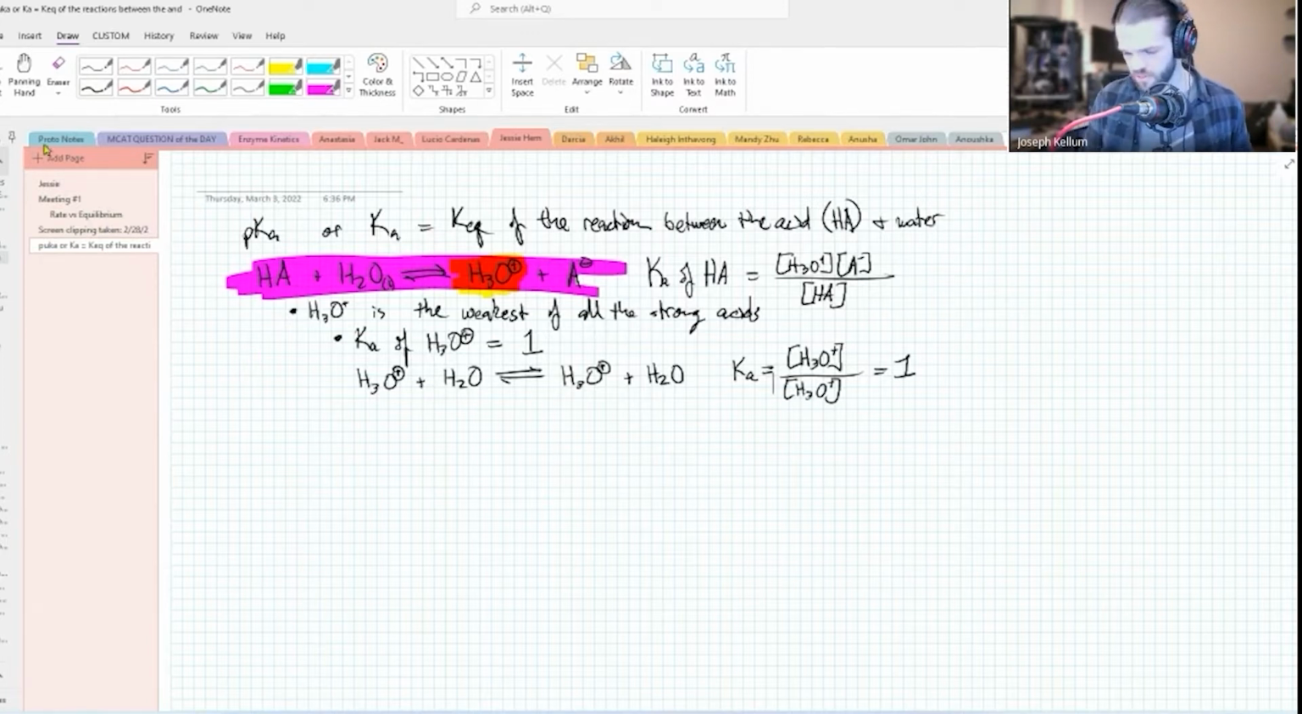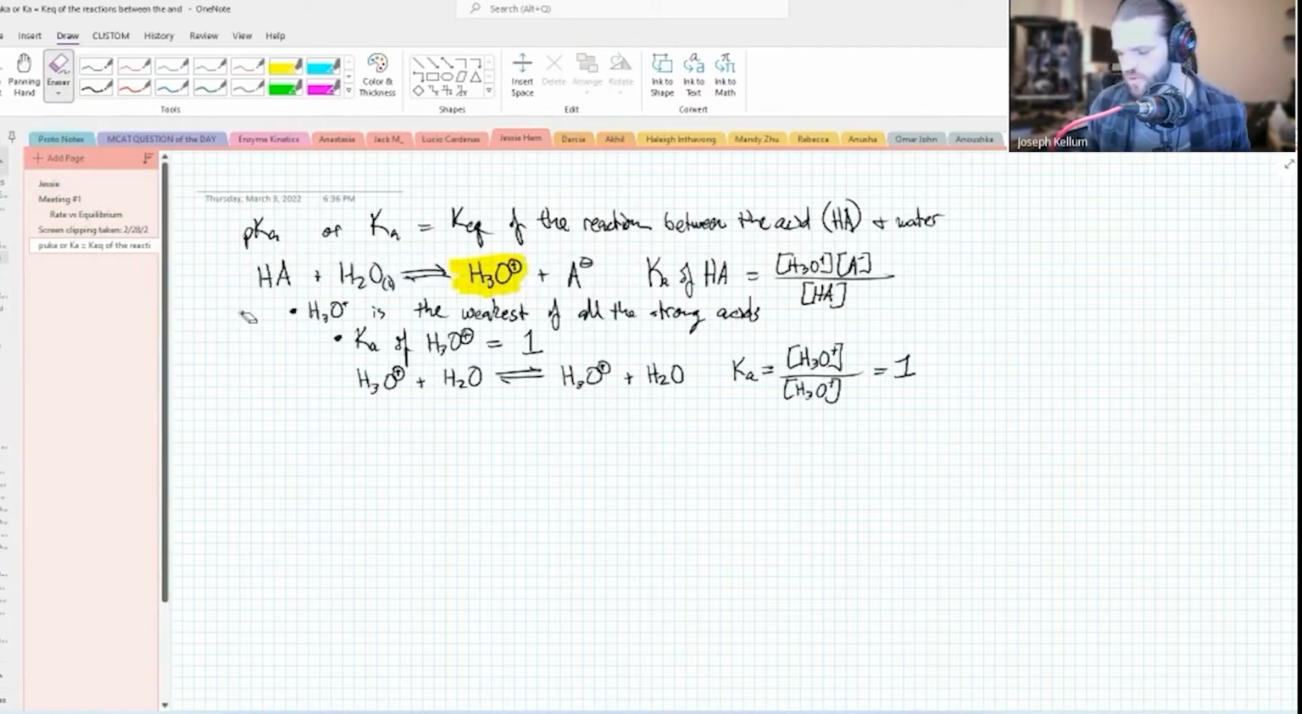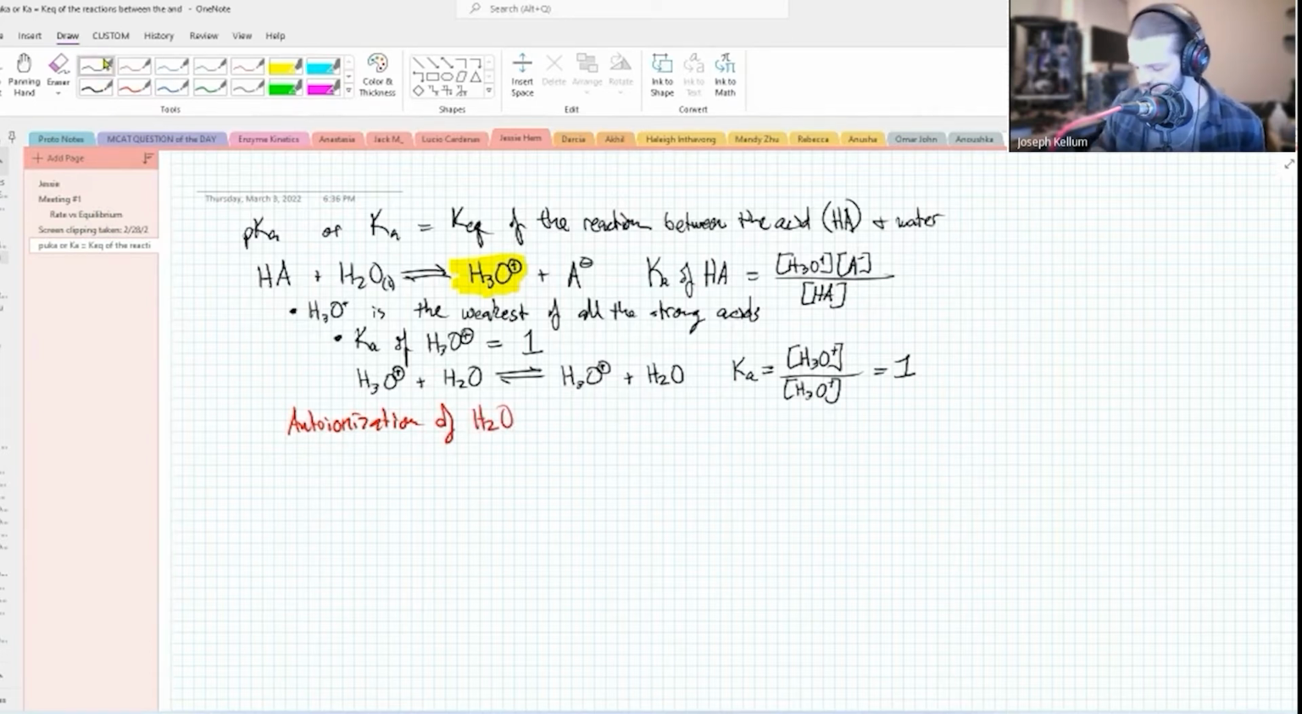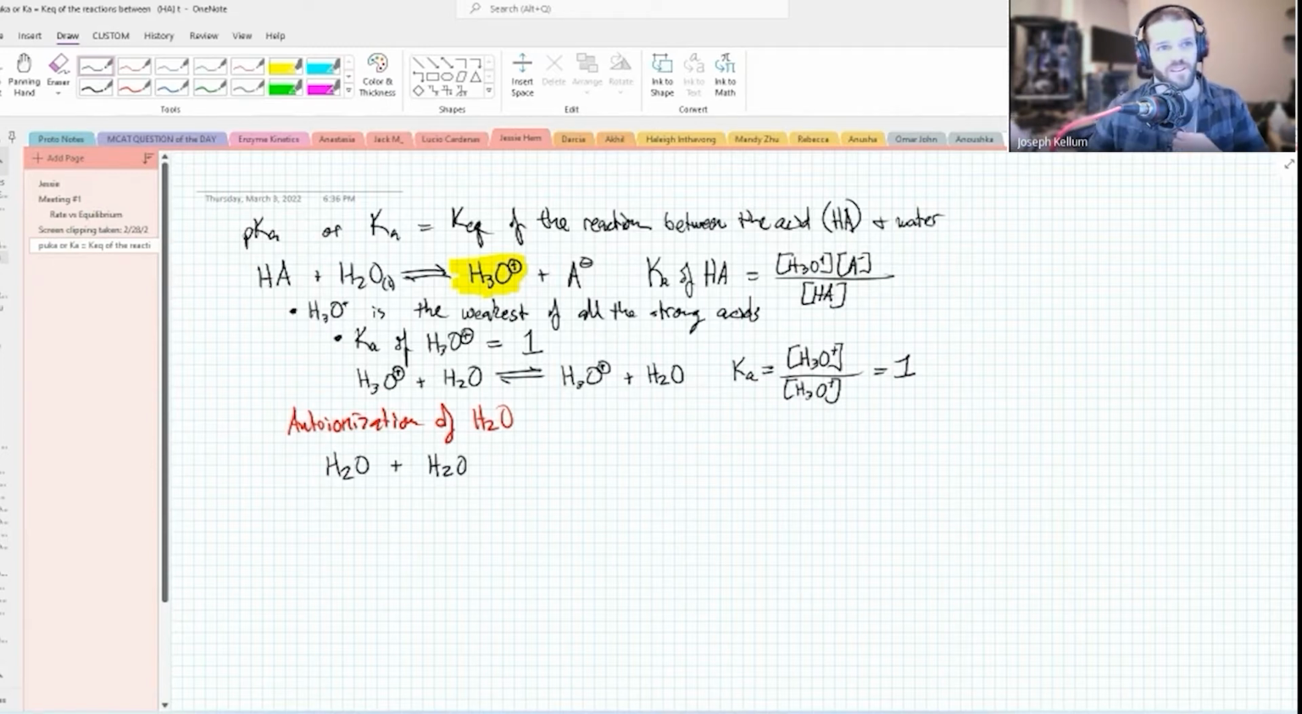And so the other thing we want to think about here is what it looks like when you make water be your acid. This is really important. This is called the autoionization of water. So when water is your acid, what does that reaction look like? Well, you've got H2O plus H2O, because it's just the acid reacting with water. Since one of these is the acid and the other is taking up the proton, the other one has to be the base. Then you're going to have H3O plus and OH minus form.